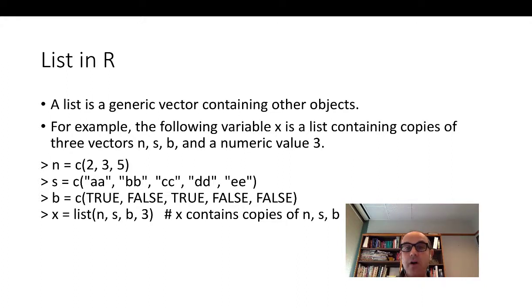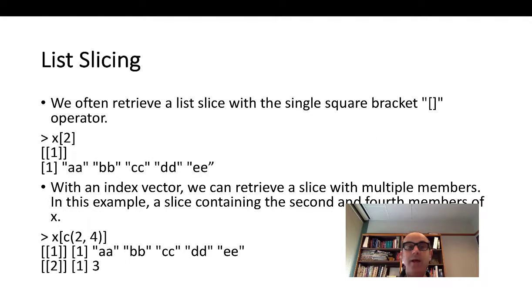For example, the following variable x is a list containing copies of three vectors, n, s, and b, and a numerical value of 3. So n is equal to 2, 3, and 5, c is equal to a, bb, cc, dd, and ee, and b is true or false. And so in this case, we can list them together in order for us to do the calculation. We can also slice the list in order for us to see what it contains and to understand what it means.